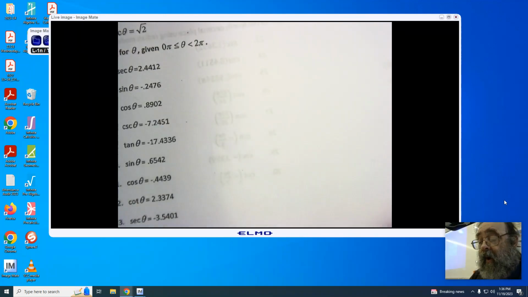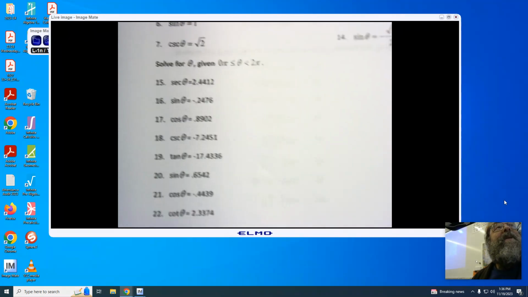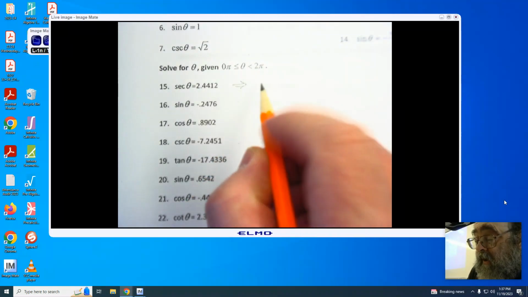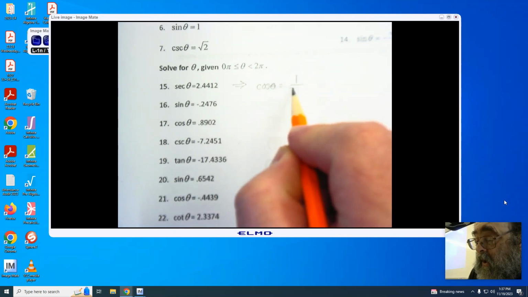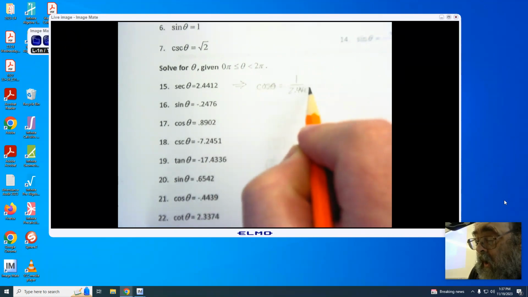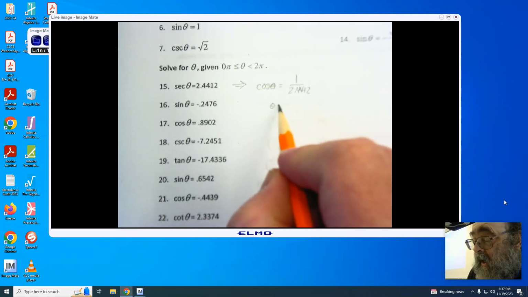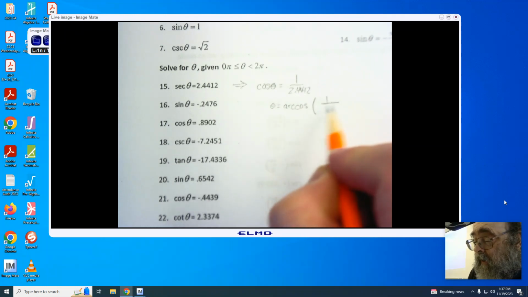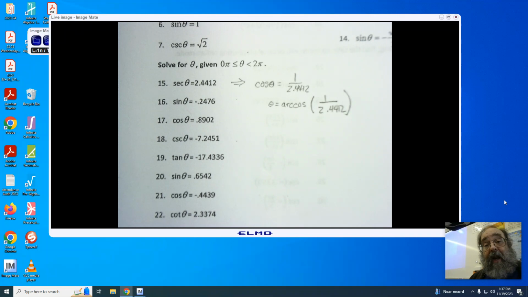Second, when you see a secant, you have to remember that the secant cannot be done on the calculator. Instead, you will have to change it into its reciprocal function, cosine. So you're going to go cosine equals 1 over 2.4412. This will allow me to use the arc, and I now have the arc cosine of 1 over 2.4412. And I'm going to plug this into my calculator. Now I'm going to get a radian value.